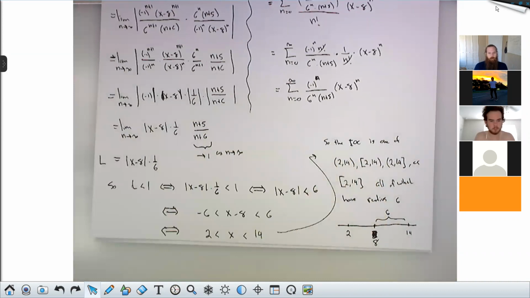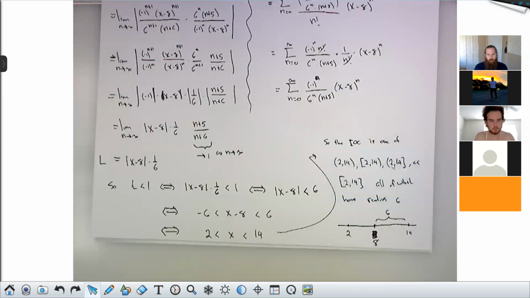So the interval of convergence is one of these guys. I don't know whether or not to include endpoints until we go back and test the two endpoints. You can plug in x equals 2, see if you get a convergent series. Plug in x equals 14, see if you get a convergent series. And that would tell you which of these 4 to pick.